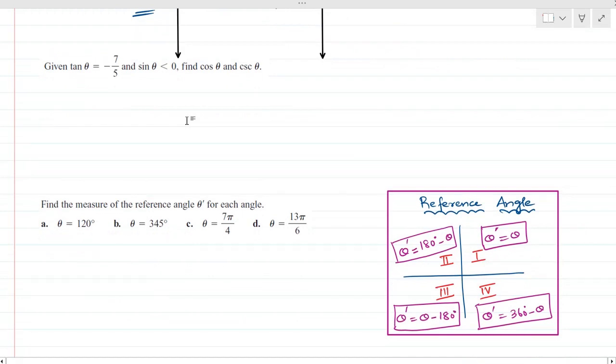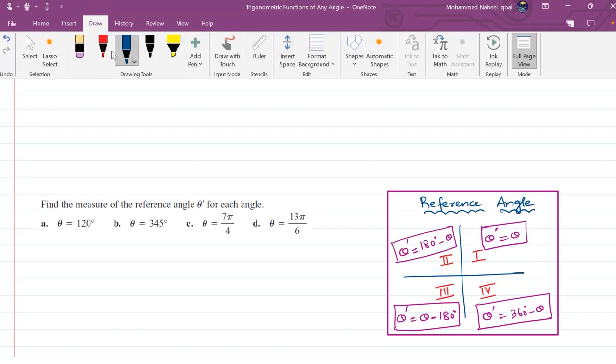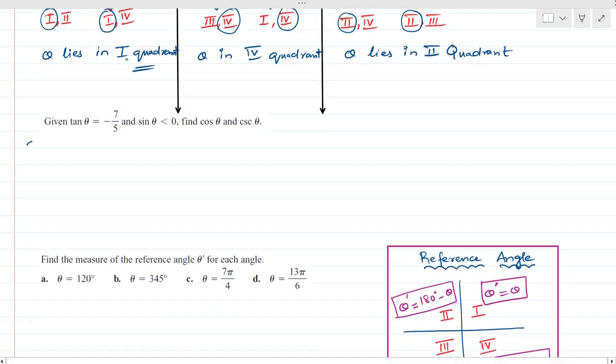Now the next one, where one trigonometric function is given and we have to find the others. Here this is given as negative. Negative means it lies in the second and fourth quadrant. Now where is sine negative? It is negative in the third and fourth quadrant. Therefore theta lies in the fourth quadrant.